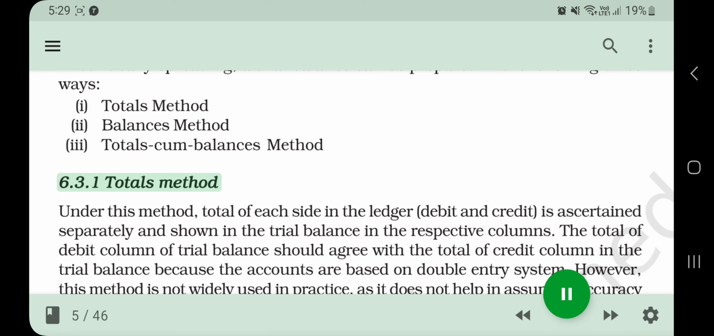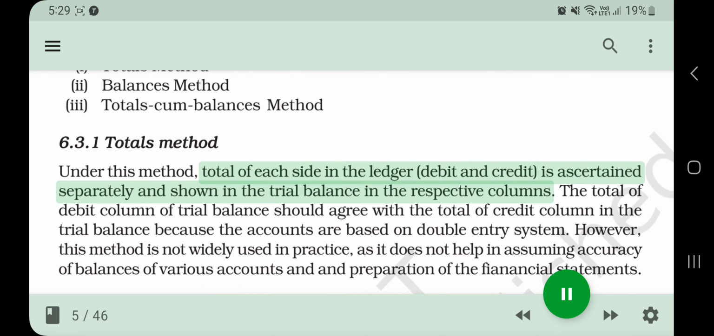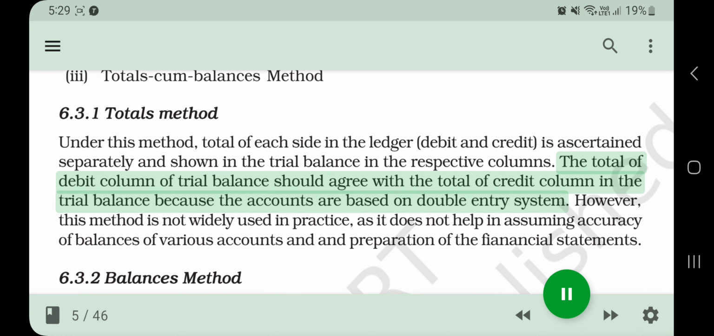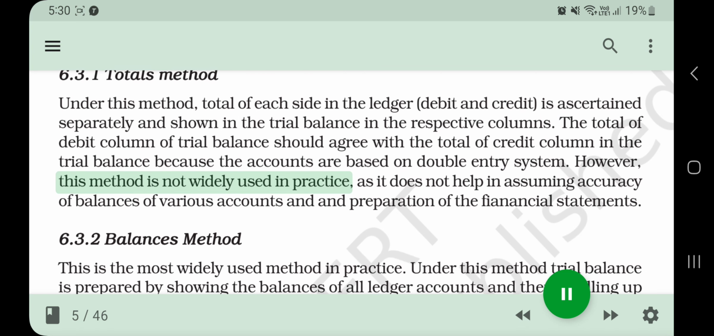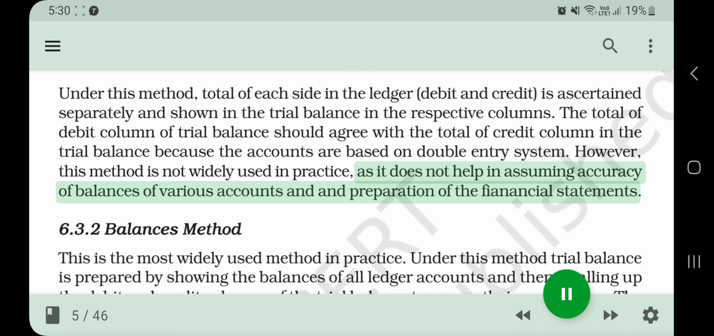6.3.1 Totals method. Under this method, total of each side in the ledger, debit and credit, is ascertained separately and shown in the trial balance in the respective columns. The total of debit column of trial balance should agree with the total of credit column in the trial balance because the accounts are based on double entry system. However, this method is not widely used in practice, as it does not help in assuring accuracy of balances of various accounts and in preparation of the financial statements.